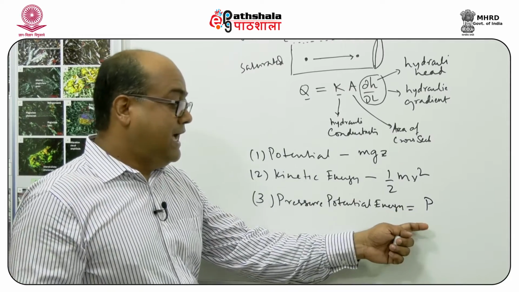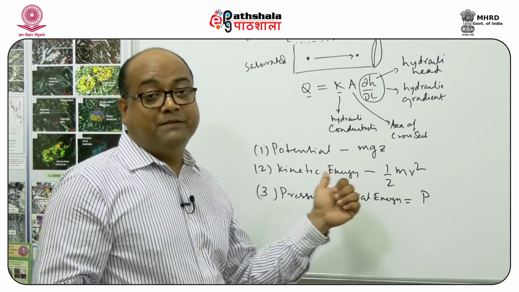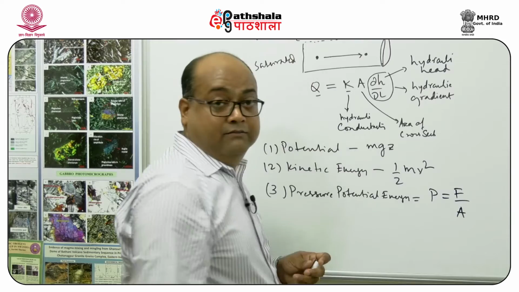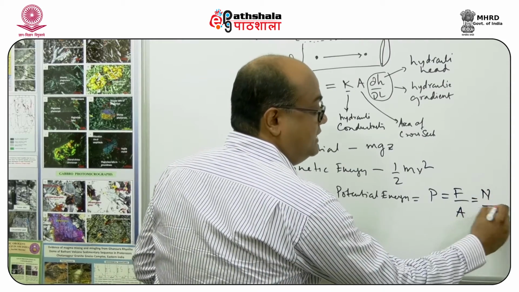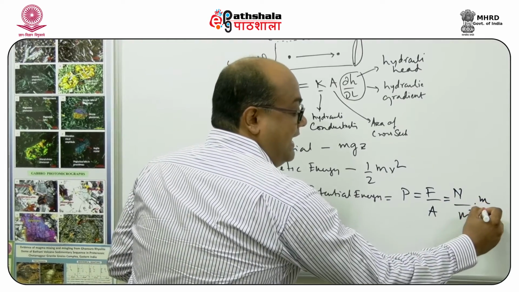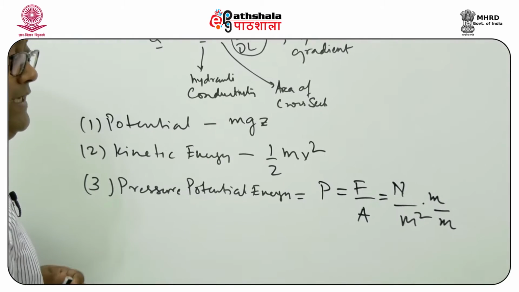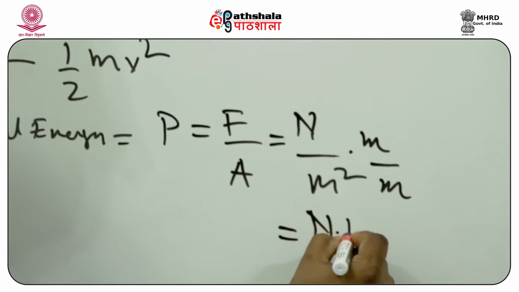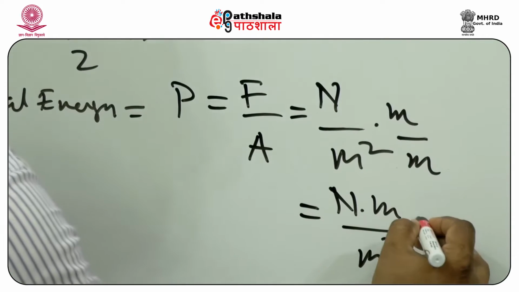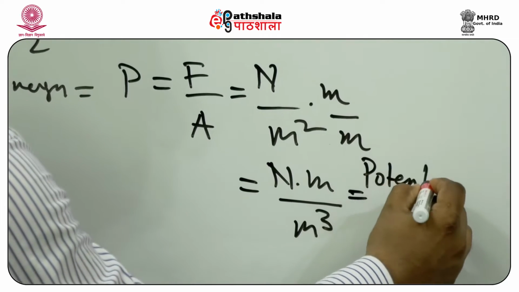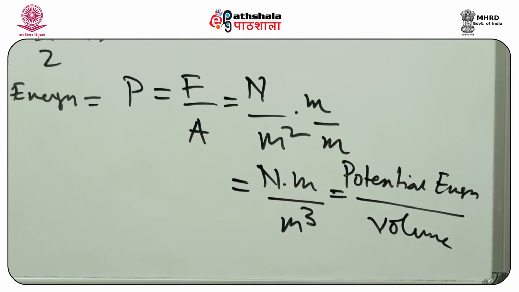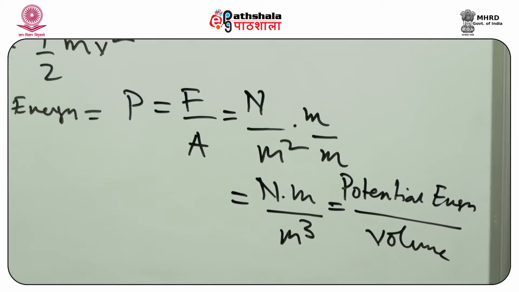Now, why are we calling pressure the pressure potential energy? If you look at it, pressure is defined by force per unit area. Force is given by the unit Newton and area by meter square. If I multiply length up and down, which cancels out, we can say this is equal to Newton meter per meter cube. So Newton meter is energy, and pressure is represented as potential energy per unit volume.